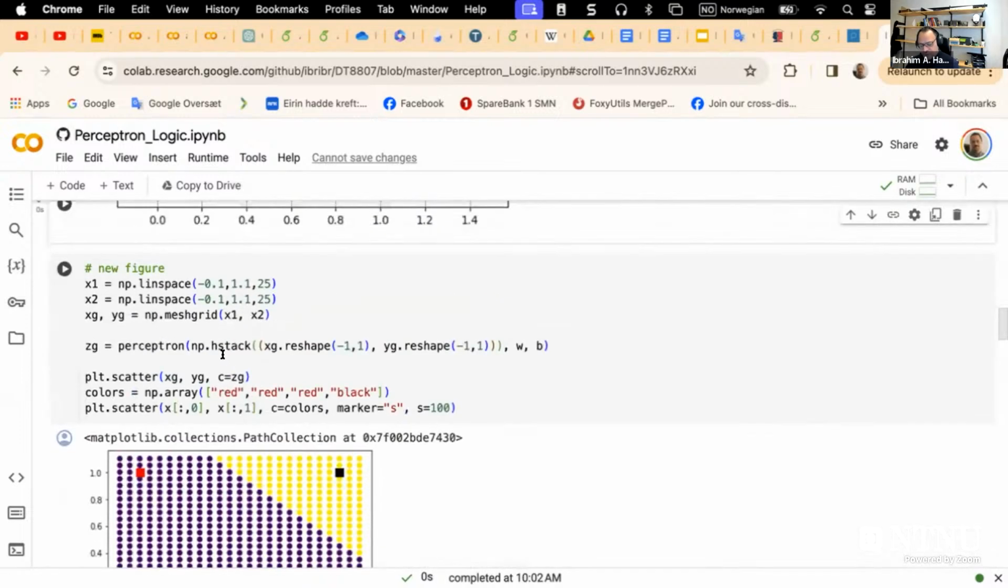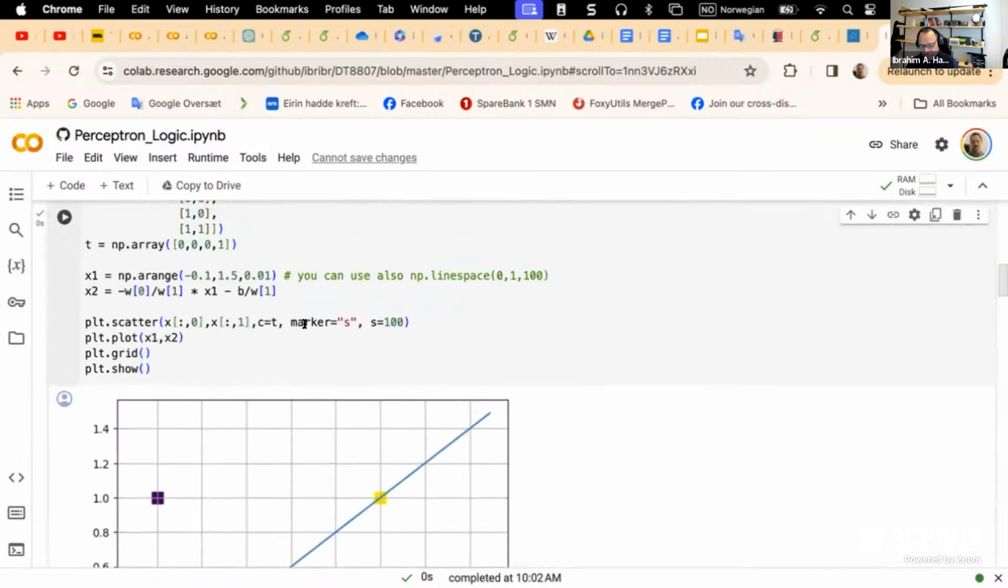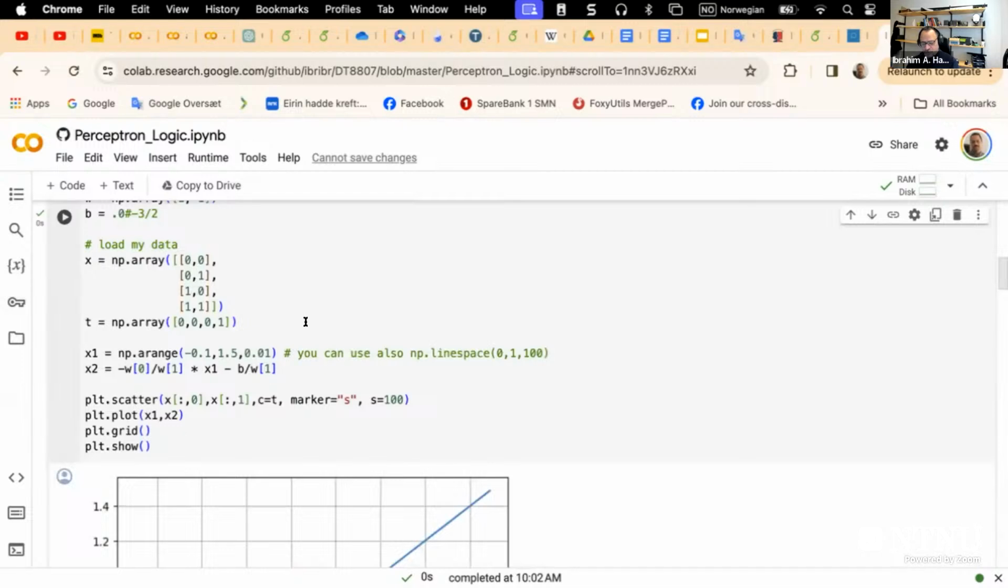This is plotting it in a different way, for example, the decision line. So here, when we are plotting it, I need to go to the slides because it will be much easier. But here, I generate all possible values for x1 from minus 0.1 to 1.5 using this step. So I will generate some values for x1 because I need to draw a line.